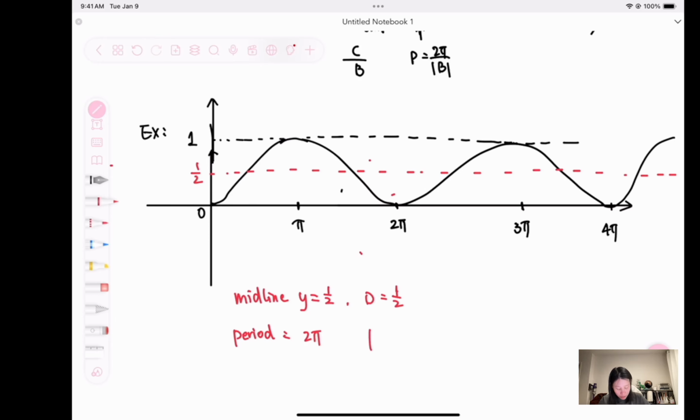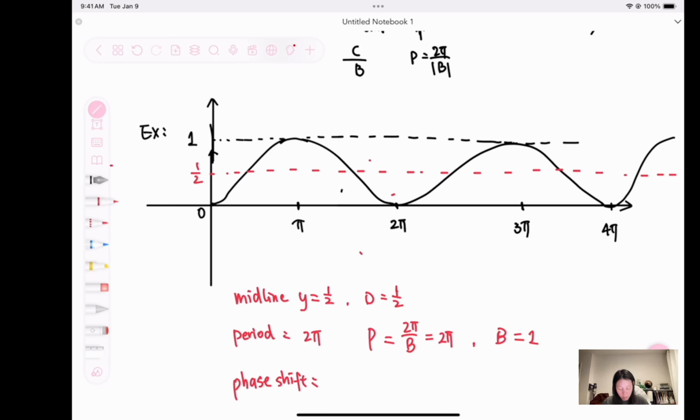We know that the period is equal to 2 pi divided by B, and the period is equal to 2 pi. So 2 pi divided by B is equal to 2 pi. Solving that, I got B is equal to 1. Now, the next is the phase shift. The phase shift is where the function starts. Well, it starts from 0. It didn't really change, so maybe there is no shift.